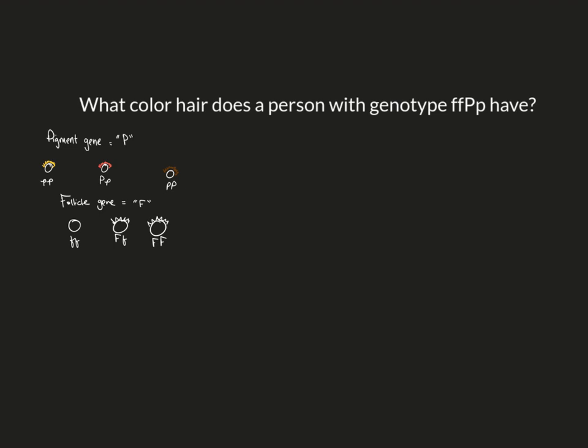Okay, what color hair does a person with genotype little f, big P, little p have? Okay, so heterozygous P was red again. So this person has red hair. But little f is no hair at all. So what color hair do they have? It's kind of a meaningless statement.